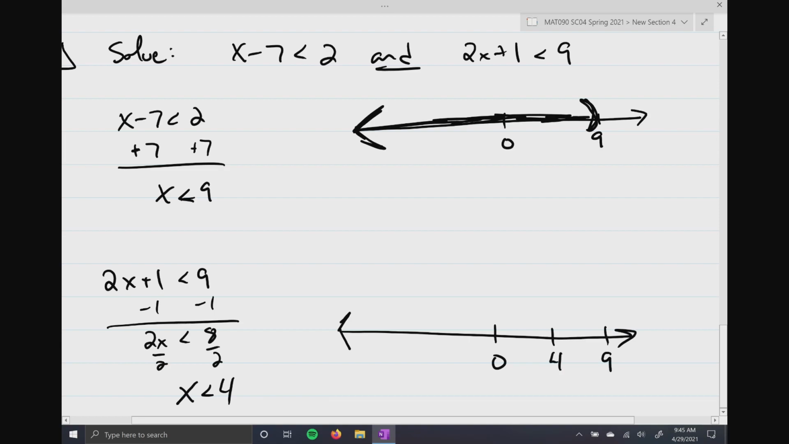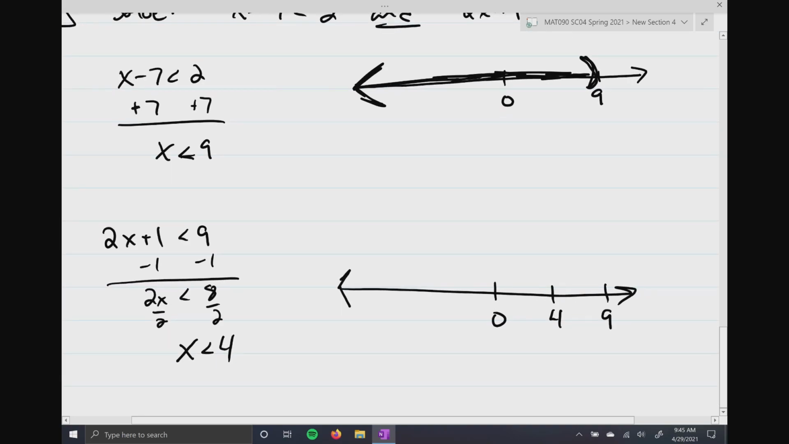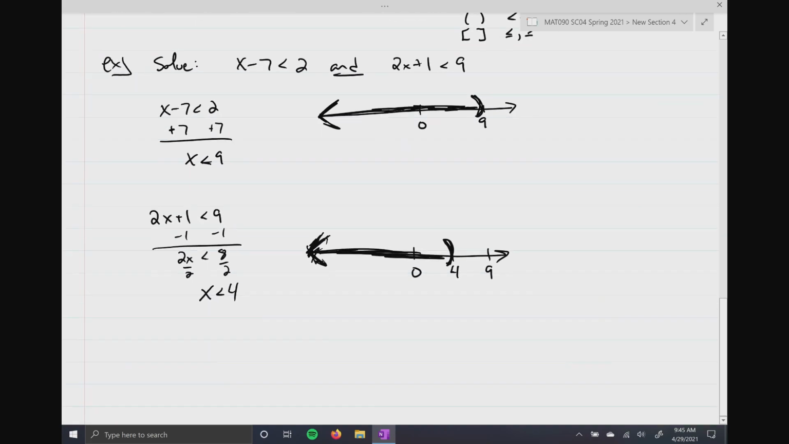Now I'm a little bit more concerned with the spacing, and the only reason for that is because I want to make sure that the 4 doesn't extend past my 9. So x is less than 4. Once again, it gets another parenthesis. Shade to the left. I'm going to zoom out here just a little bit, okay?